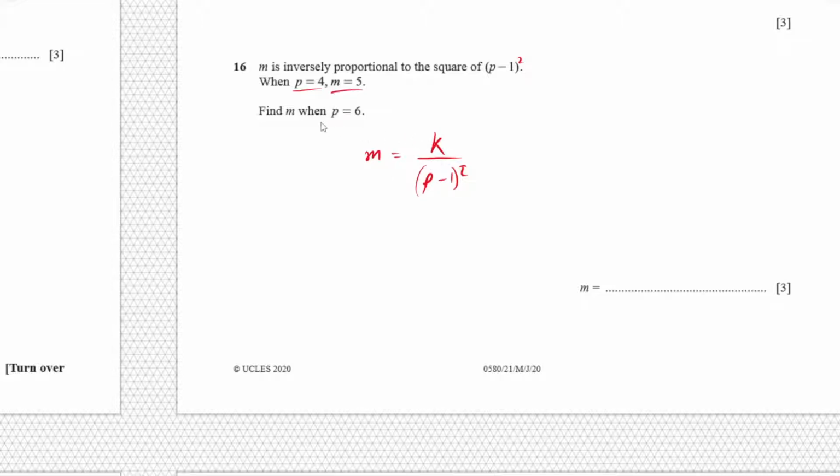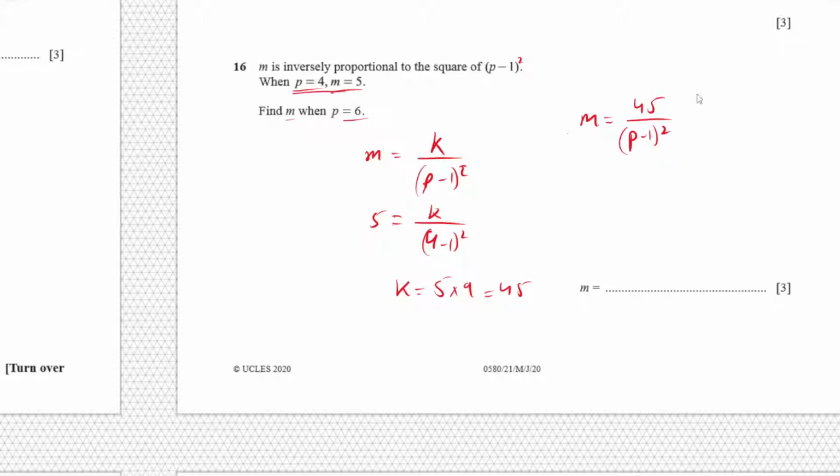Once you've found the constant k, they will take away one of them and give you a new scenario where one of them will be missing. So using this scenario, let's find the value of k, where m is 5: k over p minus 1, which is 4 minus 1 squared. 4 minus 1 is 3, 3 squared is 9. So essentially k equals 5 times 9, which is 45. K is 45. Now we can update this: m equals 45 over p minus 1 squared.